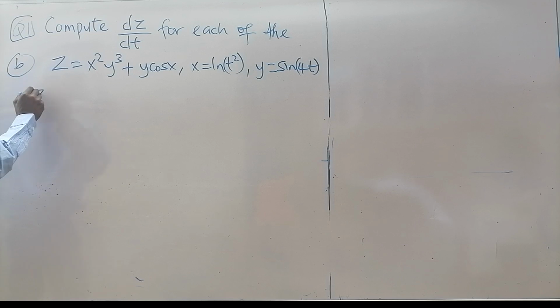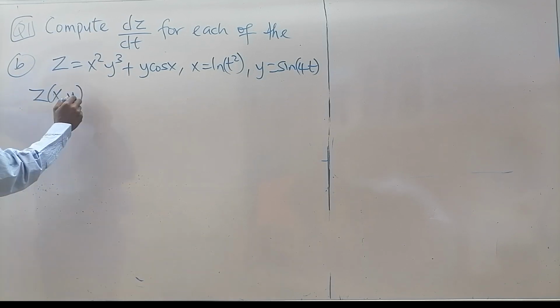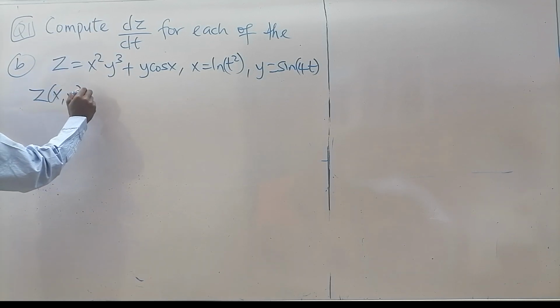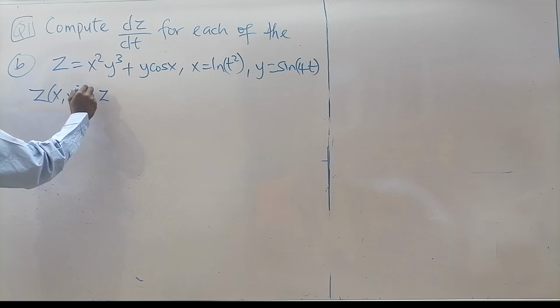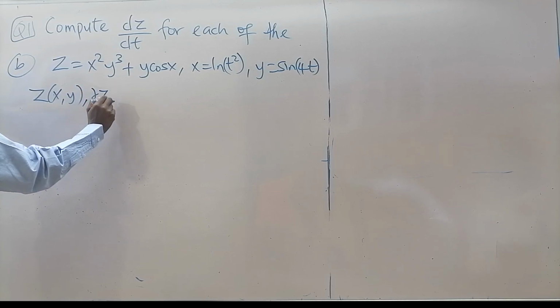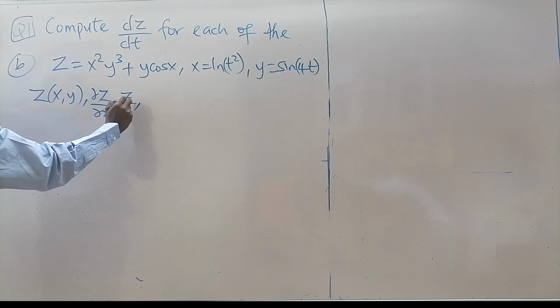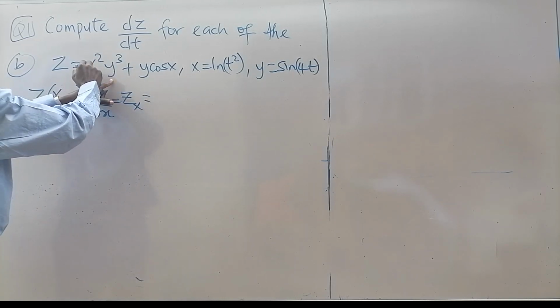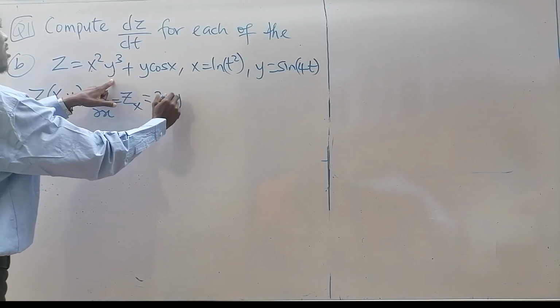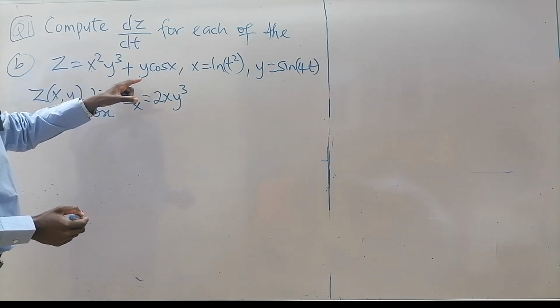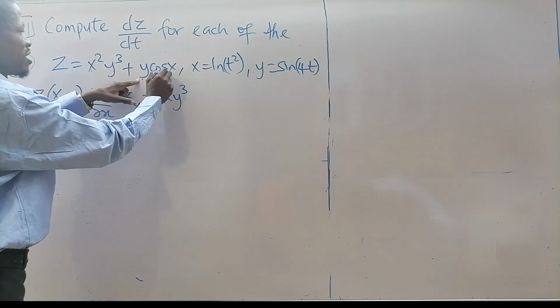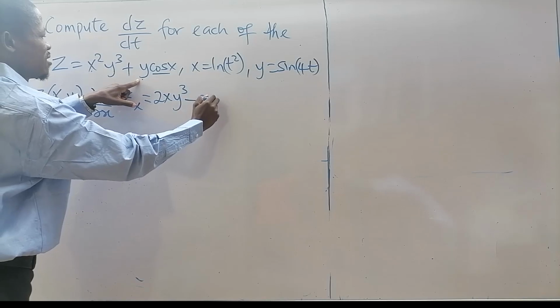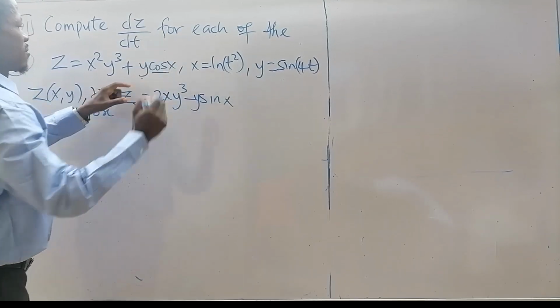So z is a function of two variables. To do, let's get the del z del x. So you keep this one constant, you differentiate this one, and that will be 2xy to the power 3. This one, you keep the y constant, you differentiate this one, and that will be what? Minus sine x, which is right there.